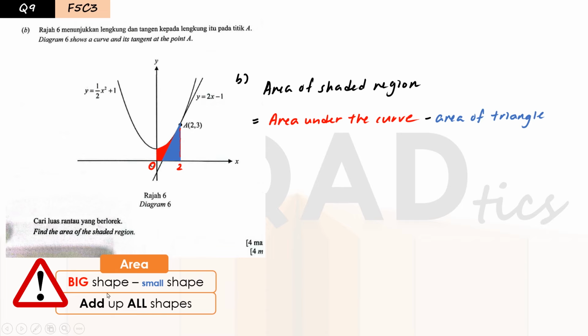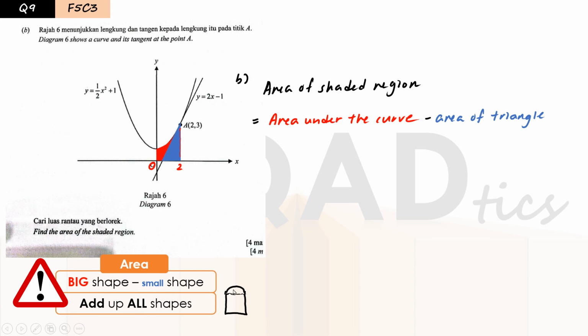But how about the other way? Add up all the shapes. Alright, so let's say we have this shape, right? Above is a semicircle, below is a rectangle. So the first thing is to recognize the shapes, right? So we are going to draw a line here, so we can clearly see that there is a semicircle on top and a rectangle at the bottom.